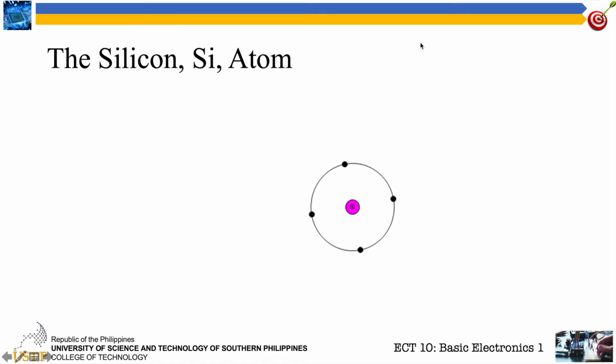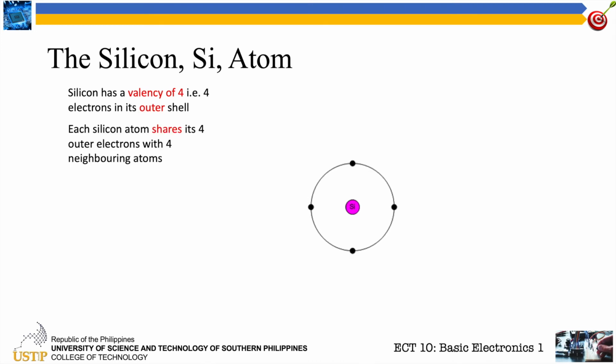Our silicon atom only has 4 valence electrons. That's still many, but not that much and not that low. Again, from the definition earlier, we need a little energy to free these electrons from one atom to another atom. Silicon has a valency of 4 in its outer shell.